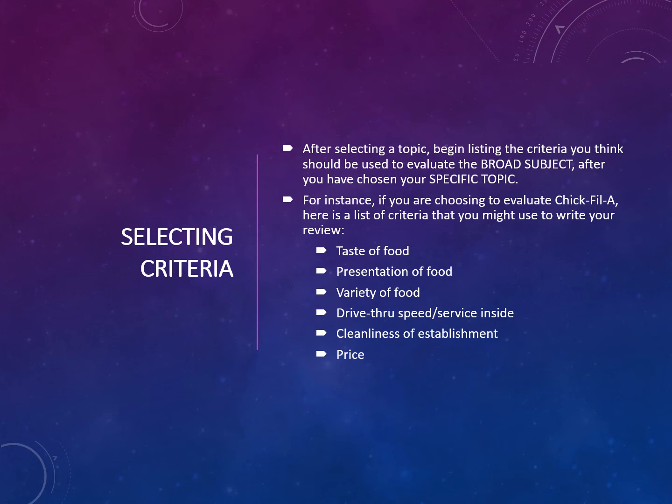So, selecting criteria. You've selected a topic. The next thing to do is to begin listing the criteria you think should be used to evaluate the broad subject after you have chosen your specific topic. For instance, say your specific topic is Chick-fil-A. You want to review Chick-fil-A. Here's a list of criteria that you might use to write your review.